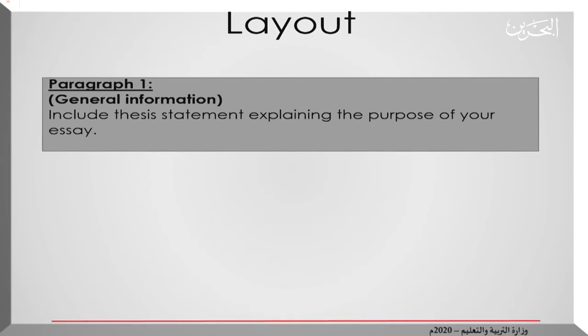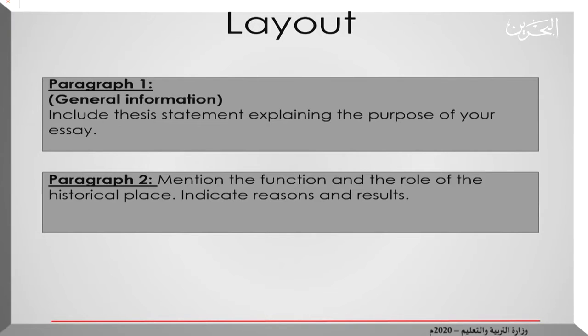Starting with the first paragraph, we're going to talk about general information. Include thesis statements explaining the purpose of your essay. For example, you're going to write about a historical place, a historical tourist attraction, and here you have to explain in general what is the purpose of choosing this place. Let's move to the second paragraph. You will mention the function as well as the role of historical places in general, and then you will be specific with the historical place that you have chosen.